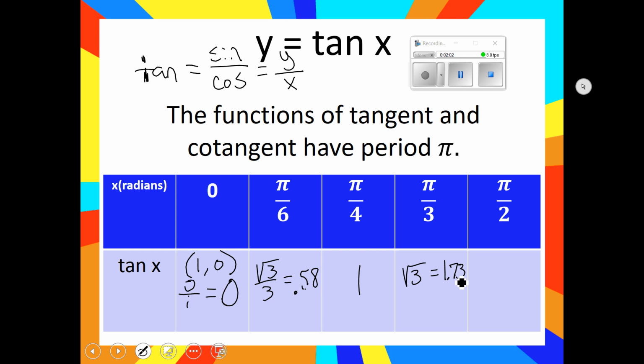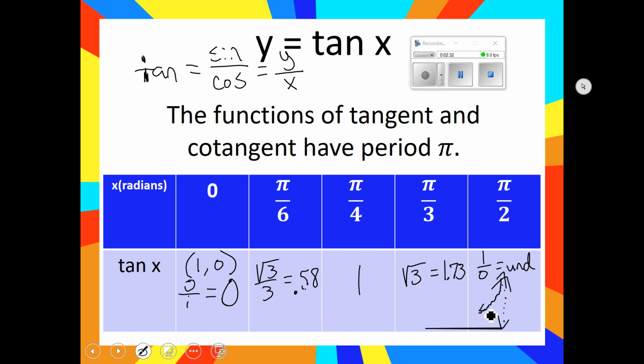And how about at pi over 2? It is undefined. When you divide the y by the x, you end up with 1 divided by 0, and that is undefined. And if you're just joining us, we talked about that that's going to create an asymptote, meaning when I draw it, it's going to approach that line and get really, really close to it, but never quite touch it.